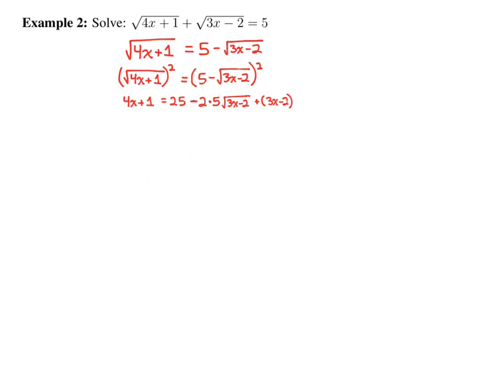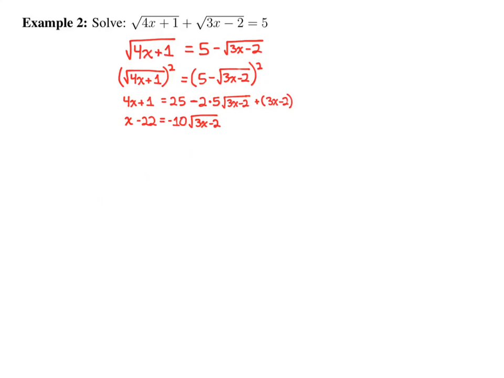If you don't see it, you might want to FOIL this one. So take the whole 5 minus square root 3x minus 2, write it twice, FOIL it out, and you'll end up with this.